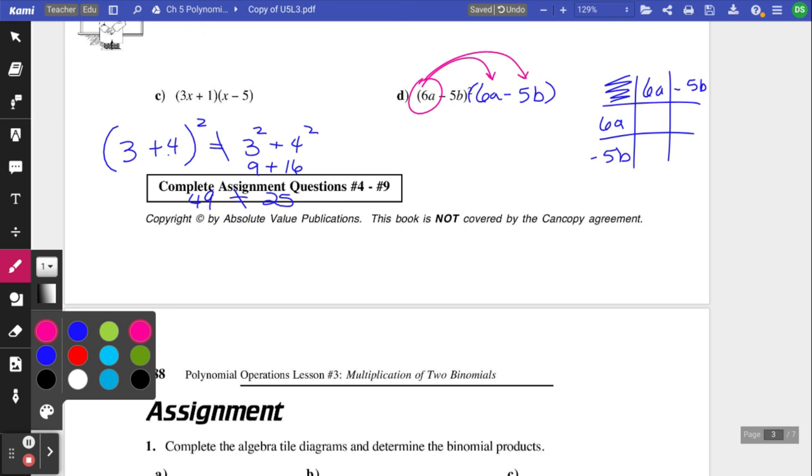So over here, I would get 36A squared minus 30AB. And then I would do it again. I would go 6A times the sky, which is negative 30AB. And then I would have positive 25B squared.